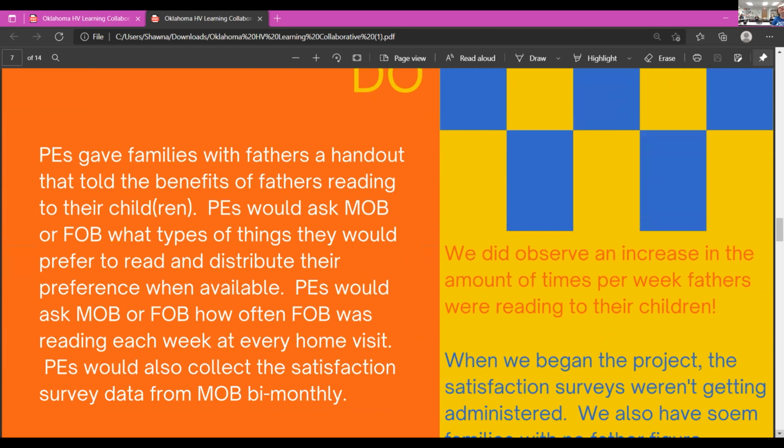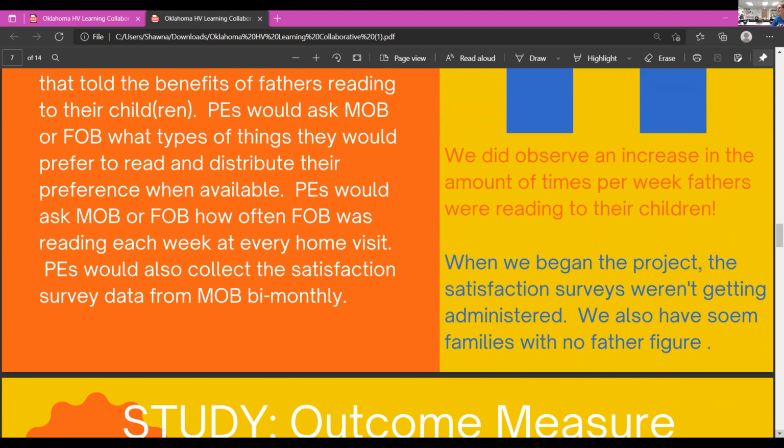Our do is that the parent educators gave families with fathers a handout that told them the benefits of fathers reading to their children, asking mom what types of things they would prefer to read and distributing their preference when we had that available in the office. They would also ask how often the father was reading each week at every home visit and collect the satisfaction survey data bi-monthly. We did observe an increase in the number of times fathers were reading to their children, so we were excited about that.